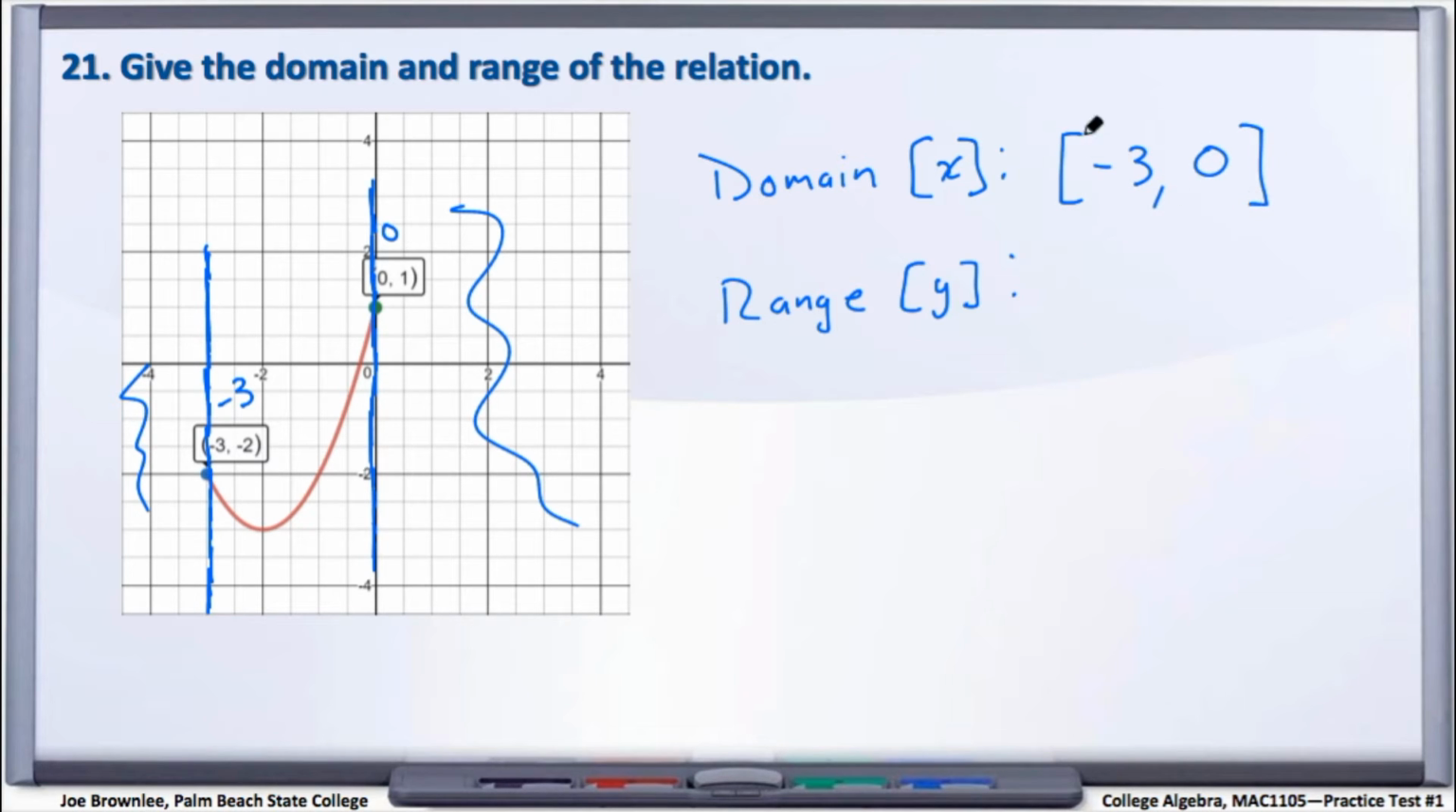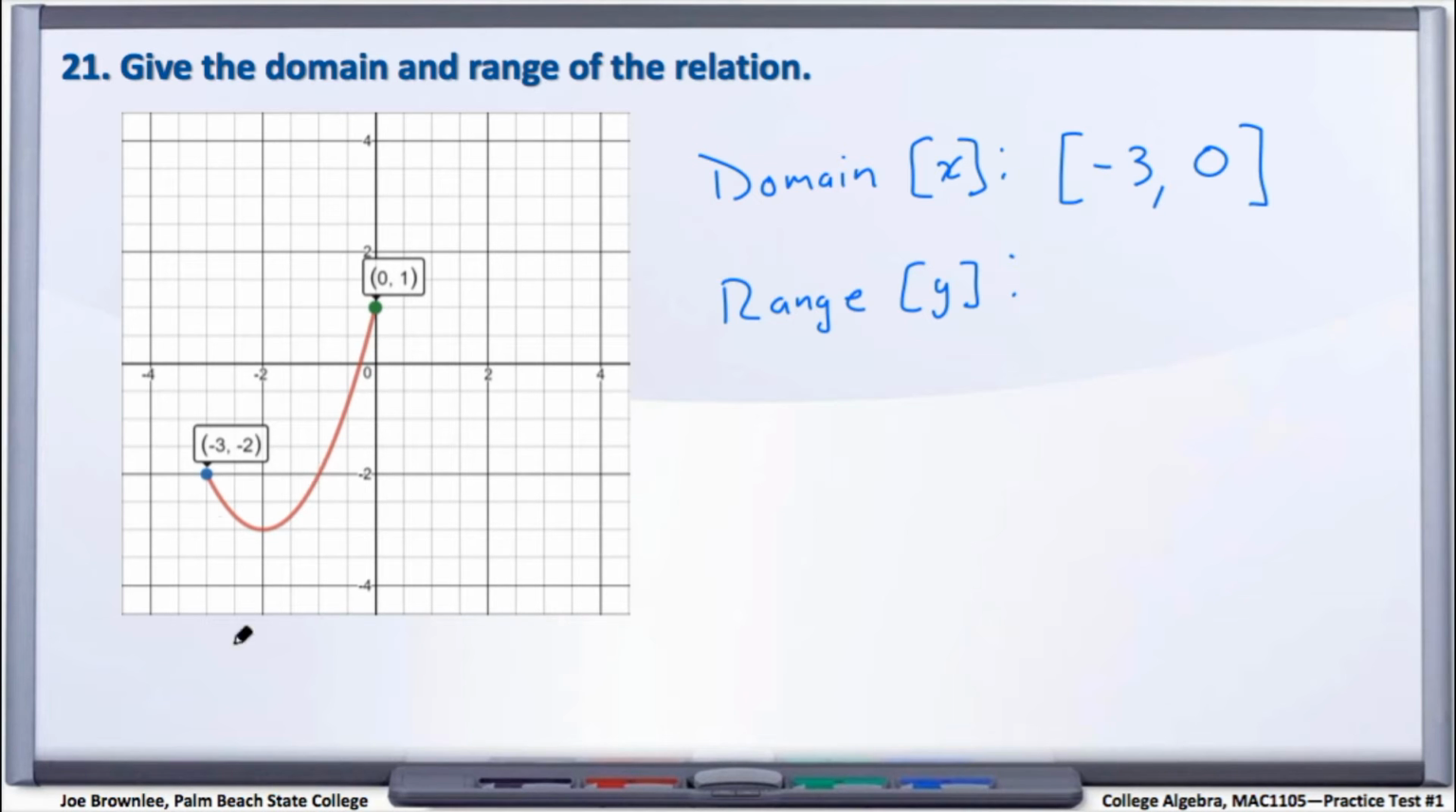And notice that we're using brackets here, aren't we? Because we're including -3 as a possible value for x, and we're including 0 as a possible value for x. And now that we found the domain, let's go ahead and see if we can identify the range, the y values. And we're going to do something similar. We're going to go ahead and look at our relation here.